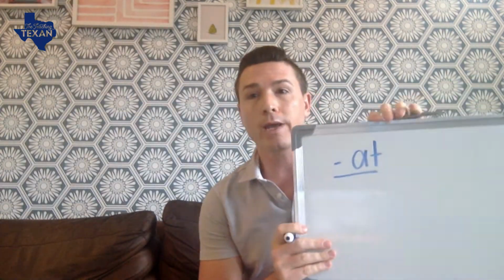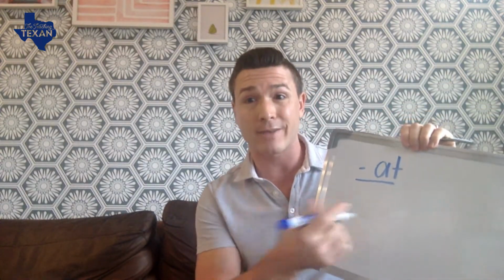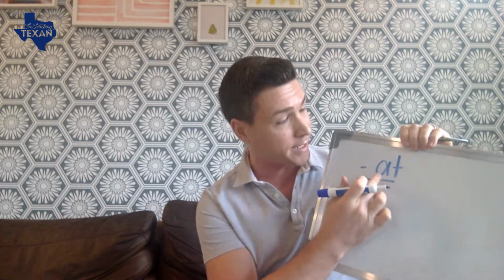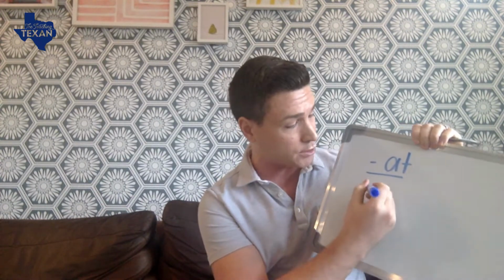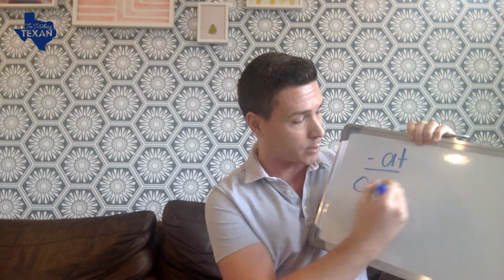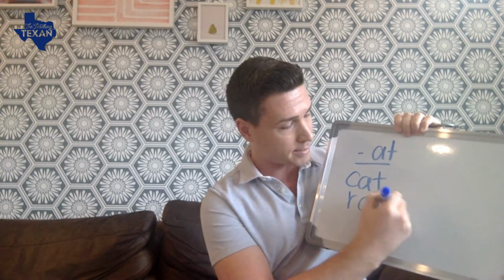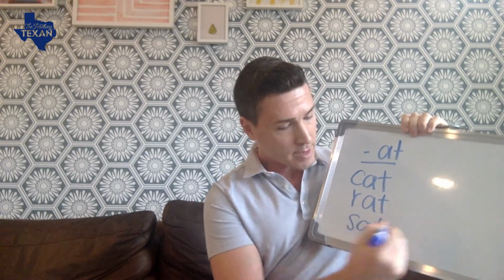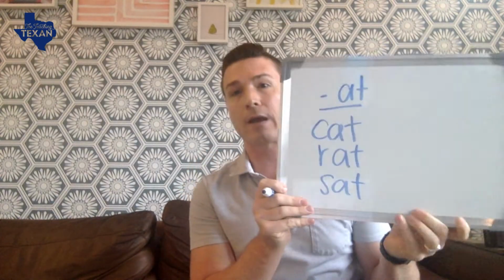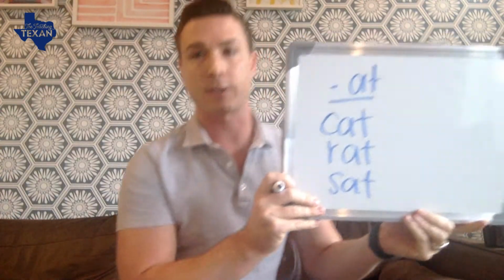So I have markers. Again, I'm in the living room, so I tried to bring everything down. Let's hope I brought everything that I need. If we are working with the at family, we are going to be working with words that end with this same chunk at the end. So I'm just going to write some examples up here really quickly. Cat, rat, sat.